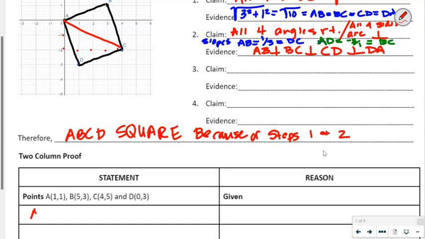So AC is equal to, we said 2 down and 4 over, right? So that's going to be the square root of 2 squared plus the square root of -4 squared. So that's going to be 4 plus 16. That's going to be the square root of 20. See that? Okay, so now we want to see if DB is the same, right? So is DB the same?